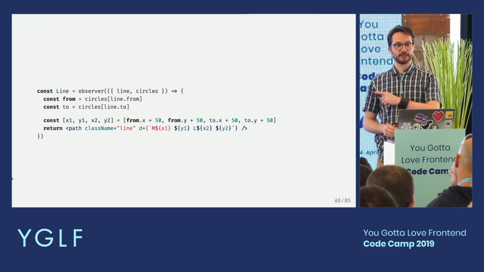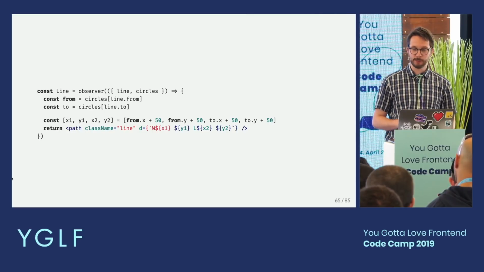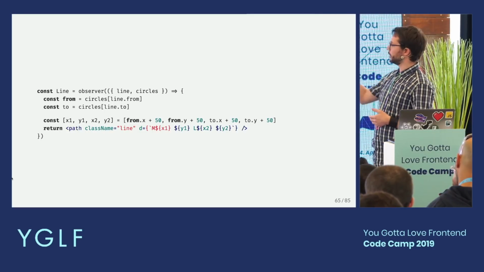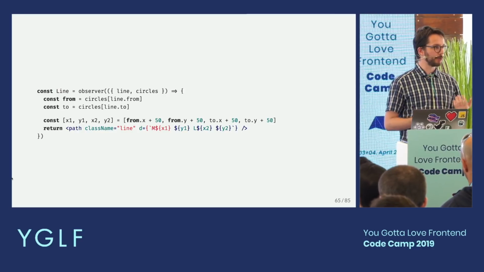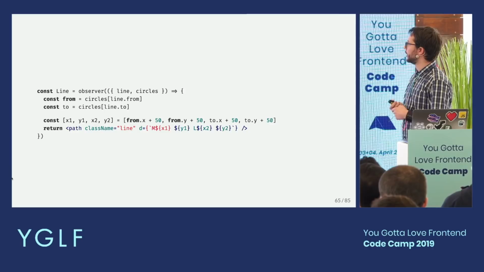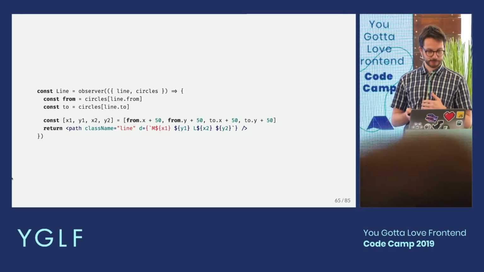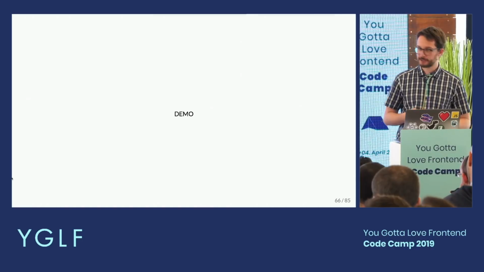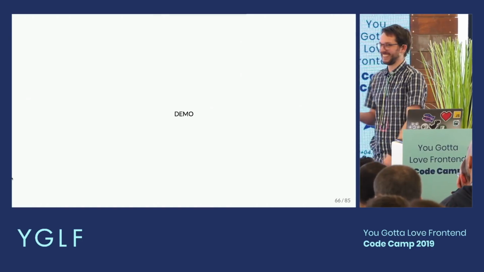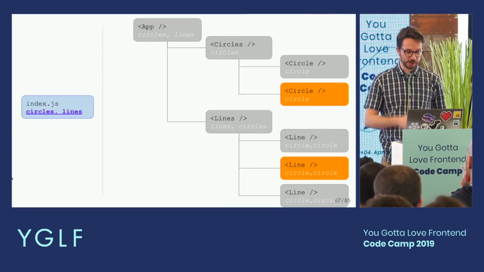Now you might notice that we went back to our naive, slow implementation of the line. Again, we are looking up the related circles in this line component. So the question is, do we again have a very slow application that is redrawing all over the place? I could demo the answer on my laptop, so visit me afterwards if you want to see it. But the answer is no.